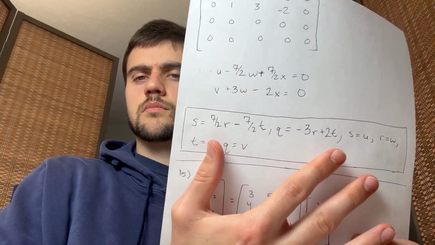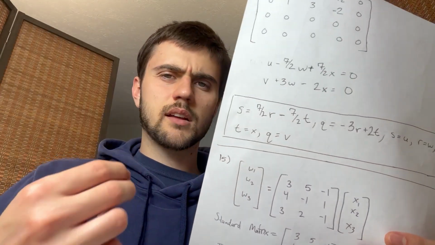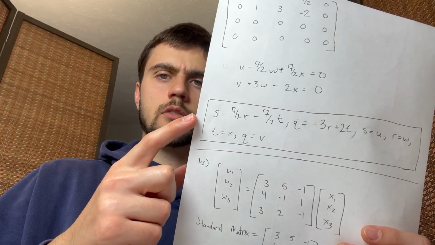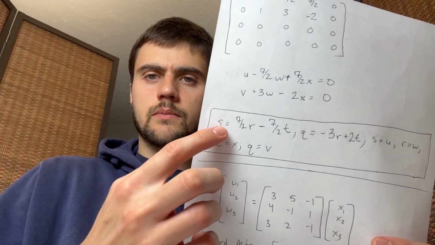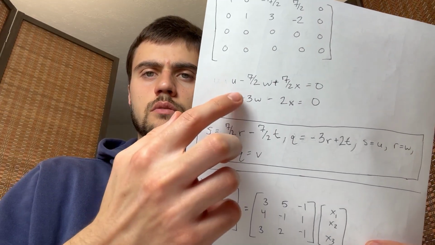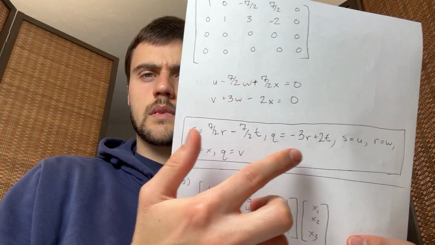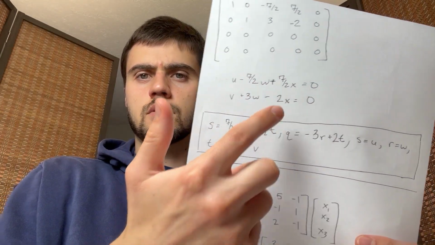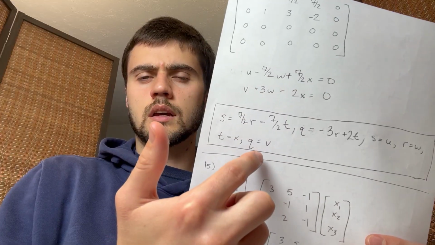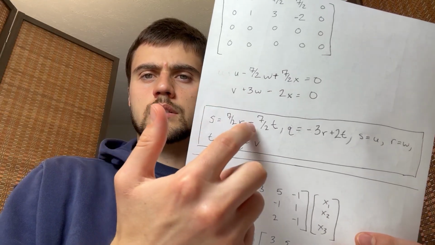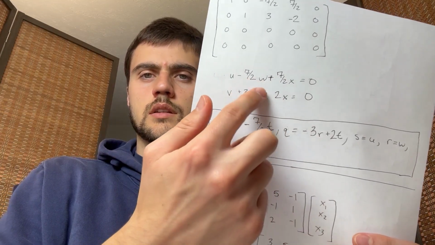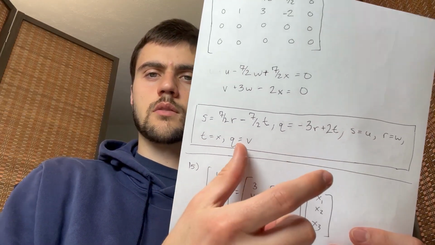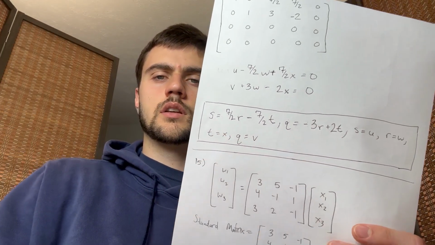I believe this works. It might not be exactly what the textbook outputs, but I believe this works as a set of parametric equations. Essentially, I substituted s for u, r for w, t for x, and q for v, and then restated these equations with those substituted values and made sure that I said what the parameters are equal to.